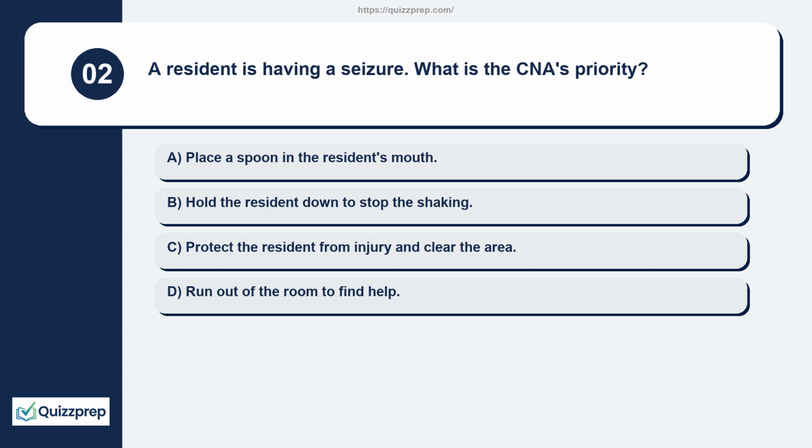Question 2. A resident is having a seizure. What is the CNA's priority? Place a spoon in the resident's mouth. Hold the resident down to stop the shaking. Protect the resident from injury and clear the area. Run out of the room to find help.